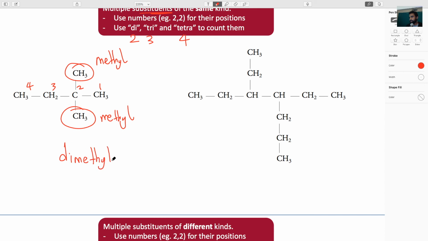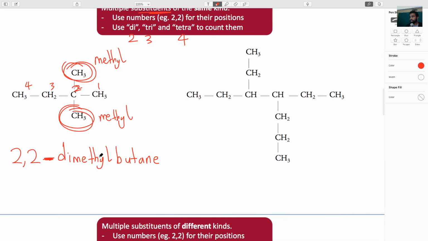Dimethyl. And then we have, of course, the parent chain, which is 4 carbons. That is butane. So we have dimethylbutane, but we need to give the address of these dimethyls. They're both located at carbon 2 of the parent. So we do 2, 2, and then as always we separate the numbers from the letters with the hyphen. Because there are 2 methyls, we need 2 addresses, 2 and 2. So 2,2, and then we put the hyphen to separate the numbers from the letters.